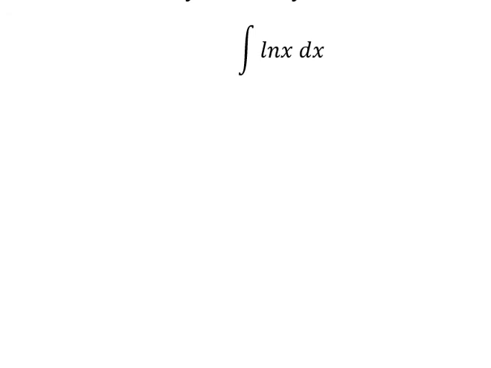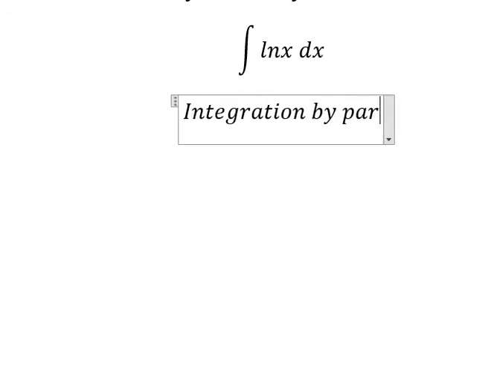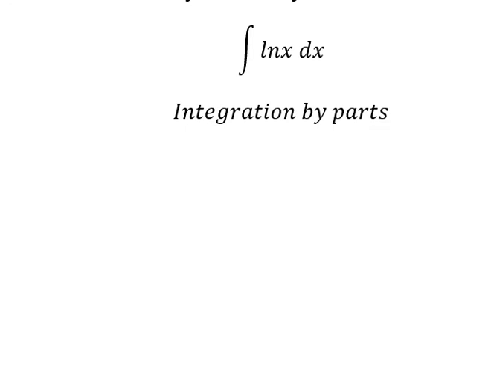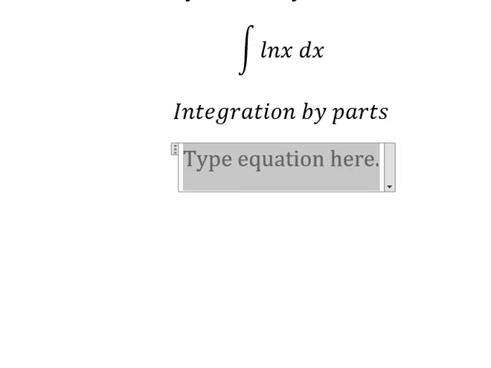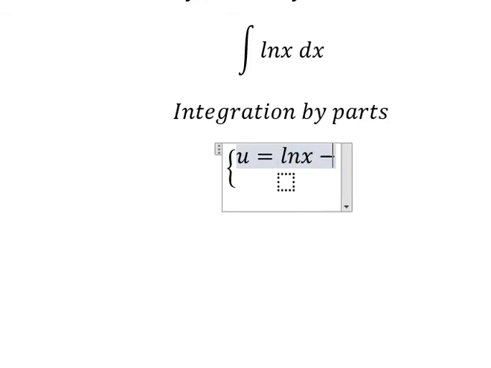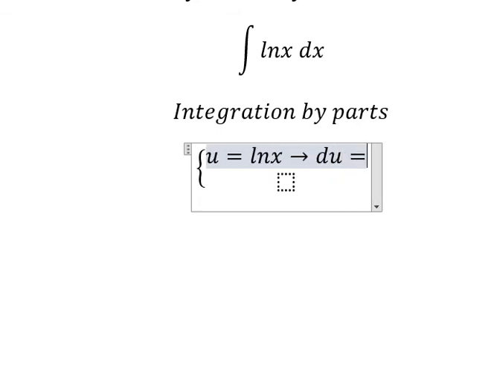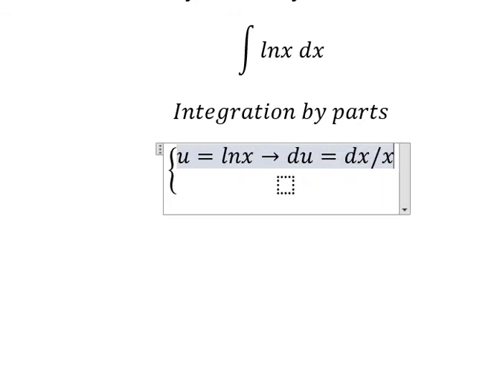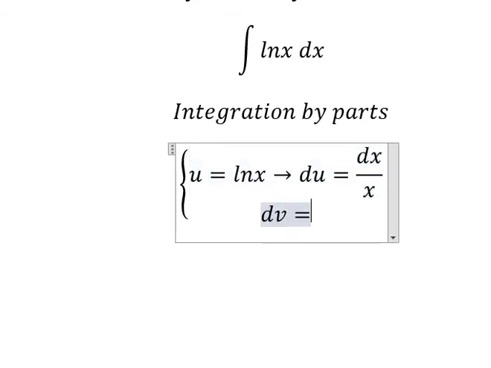So, we need to use integration by parts. I will put u equals ln x. Later, we do the first derivative for both sides, and we have u equals ln x, du equals 1 over x, dv equals dx, and integrating this, we have v equals x.